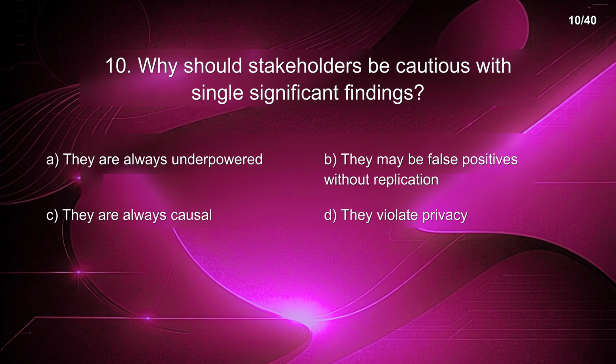Tenth question. Why should stakeholders be cautious with single significant findings? A. They are always underpowered. B. They may be false positives without replication. C. They are always causal. D. They violate privacy.